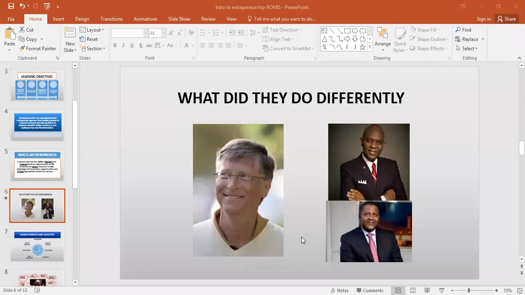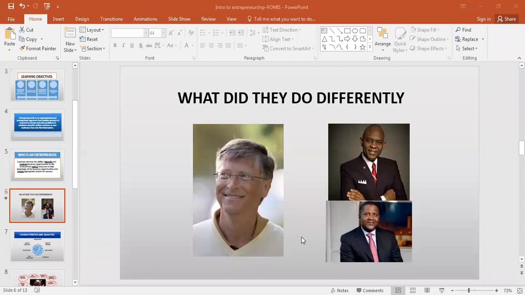Wonderful. So I think, for me, what they did differently is that they started with having a dream and then went ahead to remain resolute and focused on achieving those dreams. Wow. Thank you very much for all your contributions. They are all wonderful and they are all on point. Entrepreneurs today are all risk takers. Very, very consistent and creative.